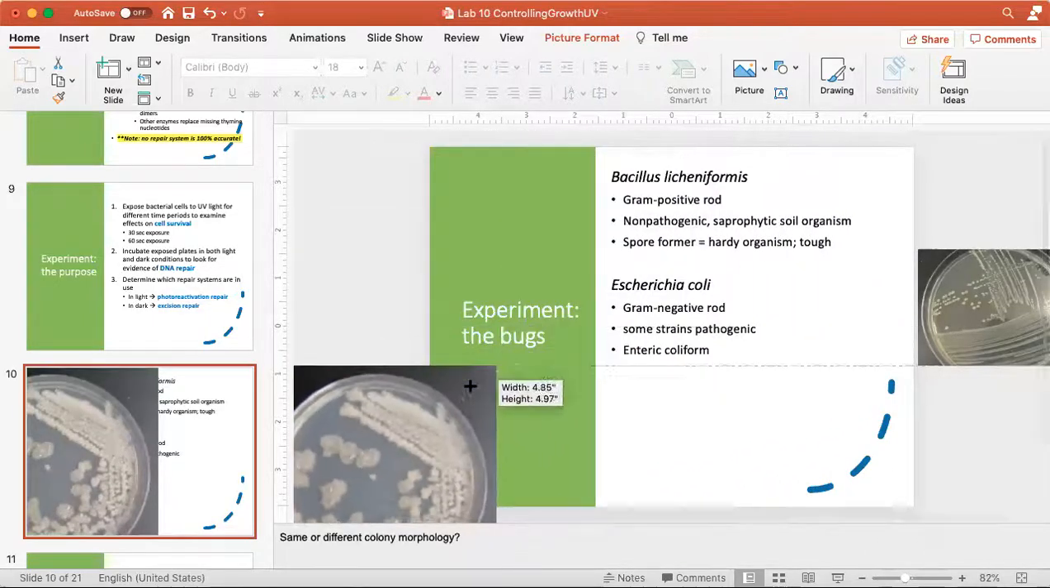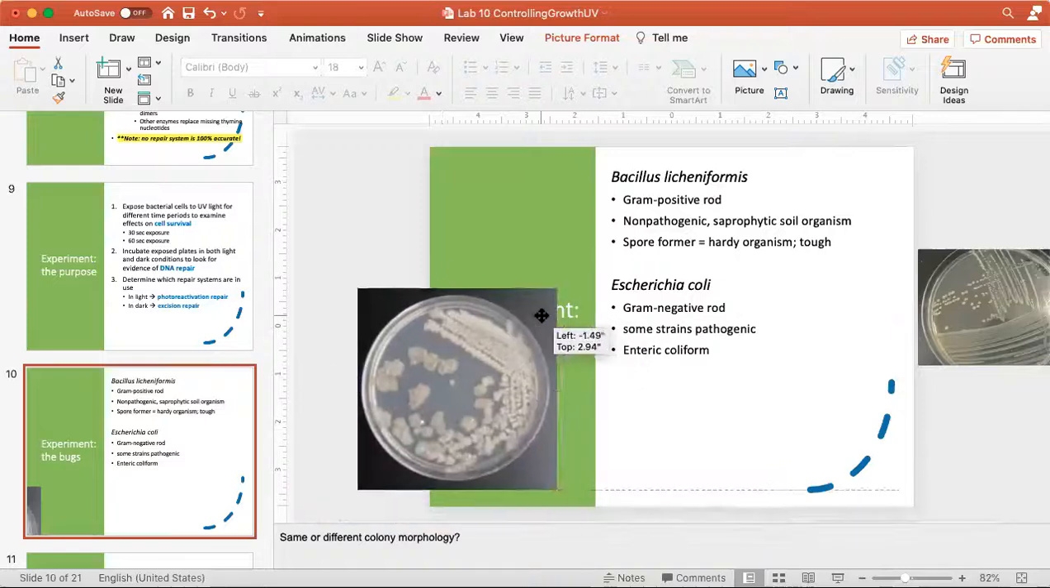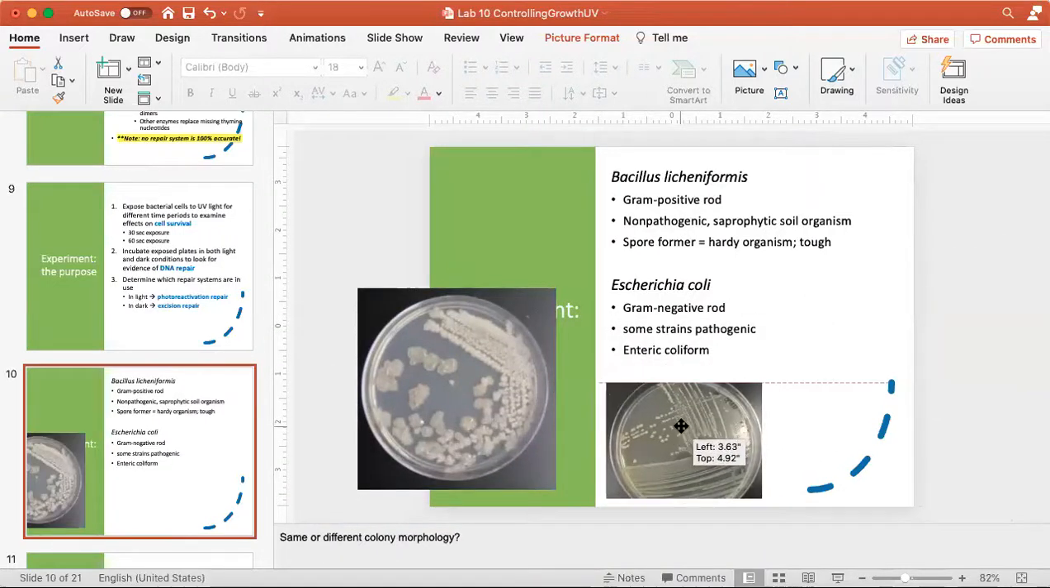And we'll take a look at our second organism, which is our old friend E. coli. Remember, E. coli is a gram-negative rod. E. coli lives inside all of us all the time and doesn't cause us any problems, but some strains are pathogenic. E. coli is an enteric coliform. It's an intestinal organism that is capable of fermenting lactose. That's why it's called a coliform.